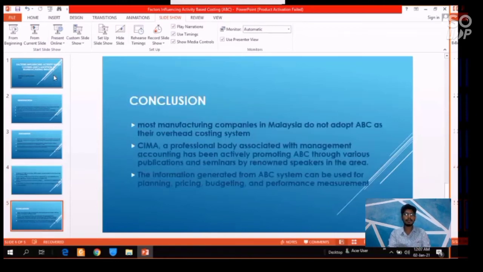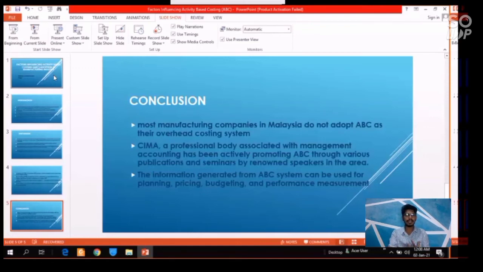As a conclusion, manufacturing companies in Malaysia do not adopt ABC as their overhead costing system. It is also found that among those that adopt ABC, many are still at the first stage of implementation. CIMA, a professional body associated with management accounting, has been actively promoting ABC through various publications and seminars.